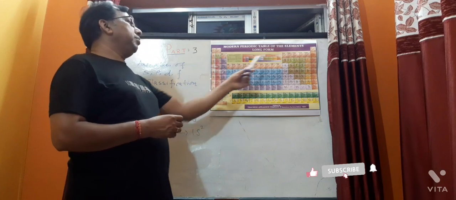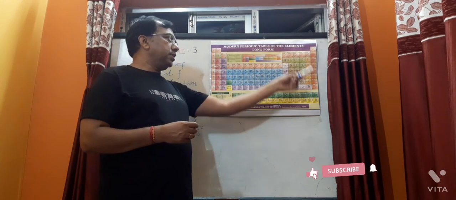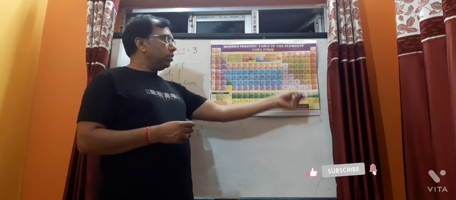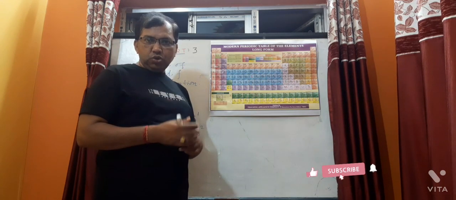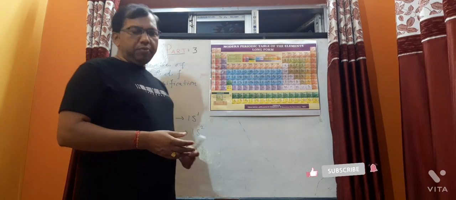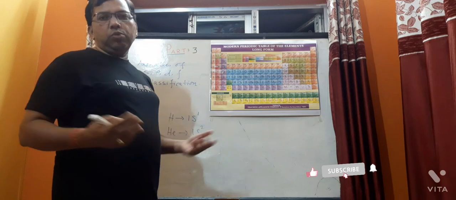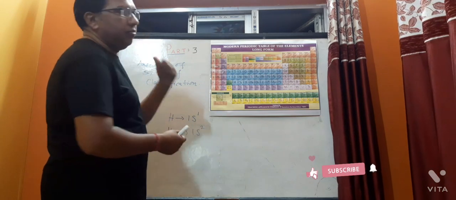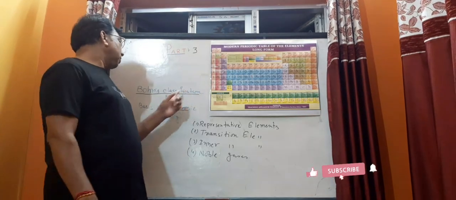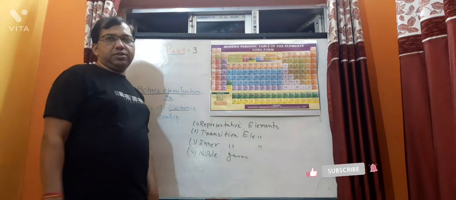Helium will be there, but helium is there because helium has a similarity with the noble gases. So it is placed at the top of the periodic table. This is the anomalies of hydrogen and helium. Okay? So next comes Bohr's classification on the basis of electronic configurations.